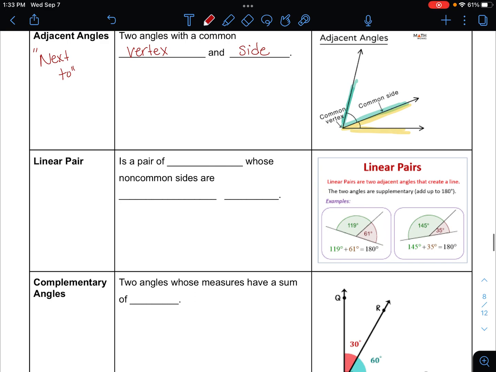Okay. Our next word is a linear pair. Now in here we see a special word, and it's called line, and that means that it's going to form a line. Form a line, and we'll come back to that in a second. Our definition is that it is a pair of angles whose non-common sides are opposite rays. Okay, so they are going to be adjacent.